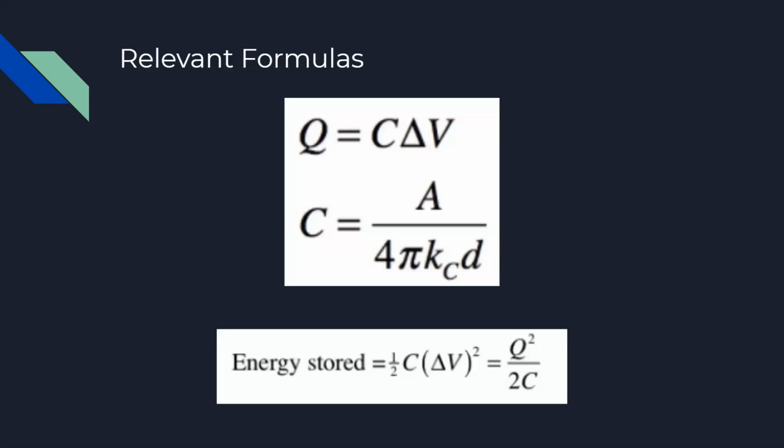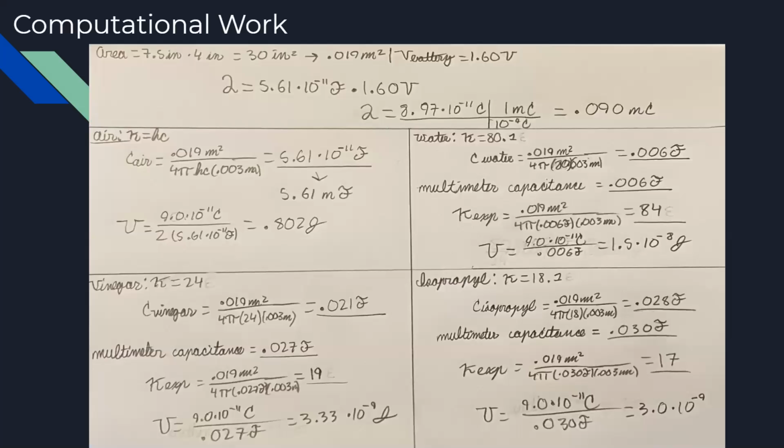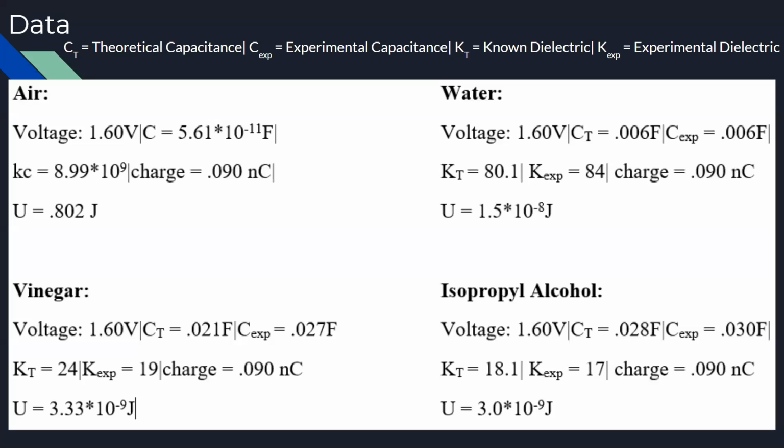Here we can see the relevant formulas I used in order to calculate charge, capacitance, as well as the energy stored within each capacitor. And here's the computational work. We can see at the top, calculating for error, using our control as air to determine the charge for each of the systems as it was constant throughout, which was known prior to the study. And we see that within each of the 4 treatments, I calculated the capacitance theoretically based off the known dielectric constants, as well as the experimental dielectric constant from the capacitance reading from my multimeter and the energy stored within the capacitor. Here we see the data.